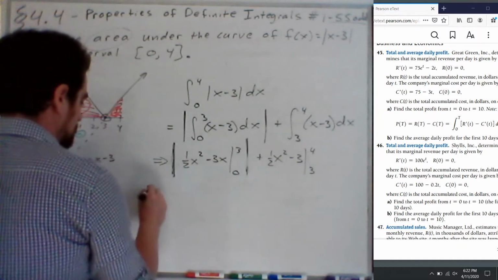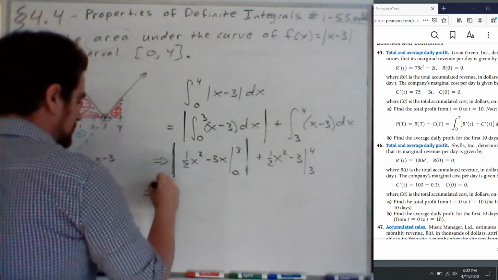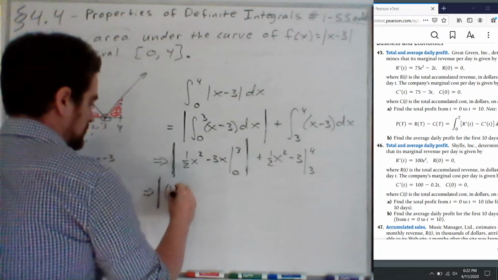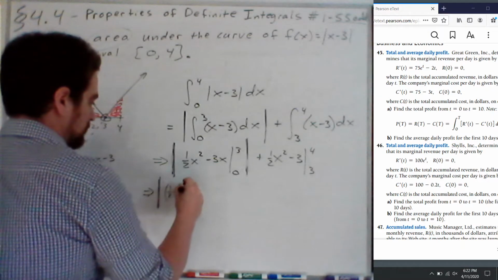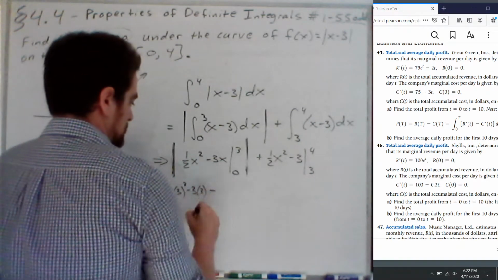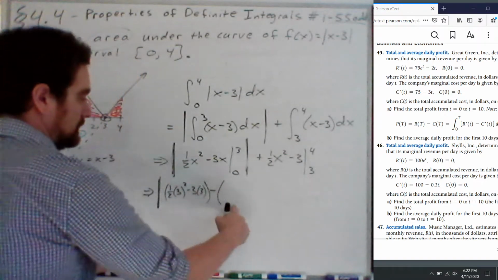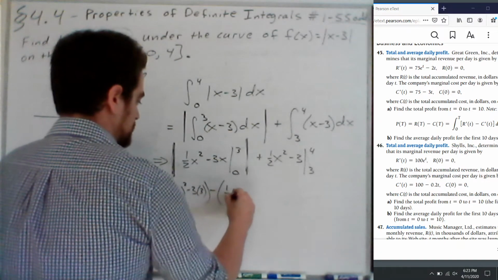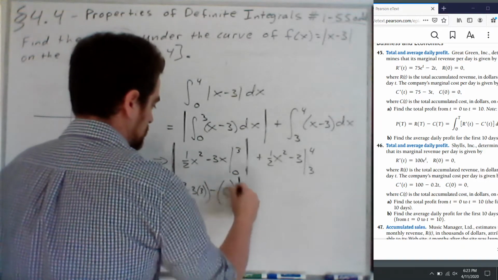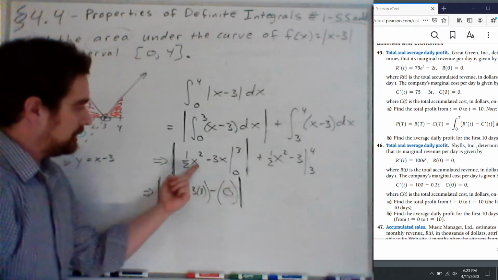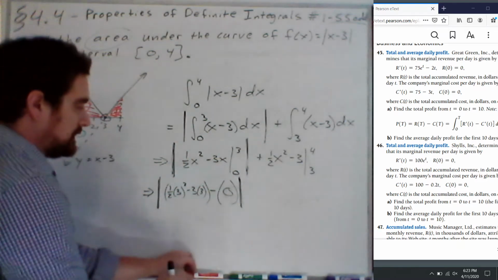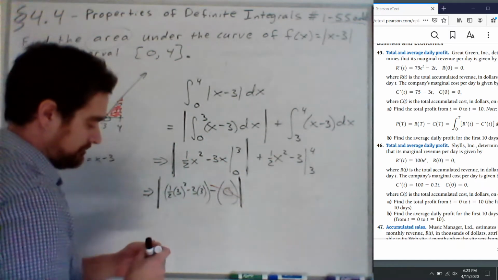So now we can plug in our upper bound. Again, careful, I still need to take the absolute value of whatever I get here. So here's the upper bound plugged in, 1/2 times 3 squared minus 3 times 3, minus my lower bound plugged in, but that's just all 0. So I'm just going to write 0. Plugging in my lower bound 0, that's going to be 0 everywhere. So that's out. I really just need to compute that.